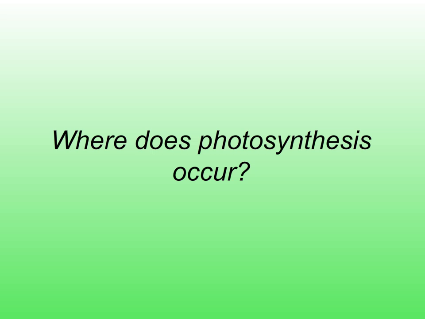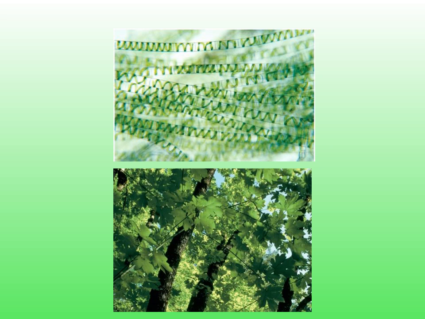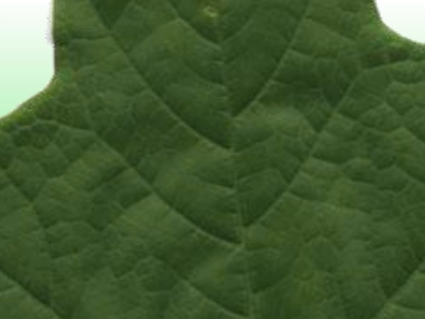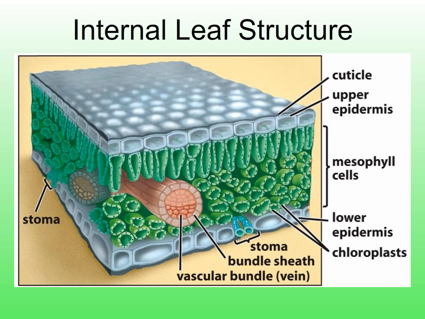So where do these marvelous reactions take place? While many organisms like this algae have the ability to photosynthesize, we will examine plants in detail, and in plants photosynthesis primarily occurs in the leaves. Why the leaves? Well, let's take a closer look. Closer, closer. There we go. Now we can see the anatomy of the leaf.